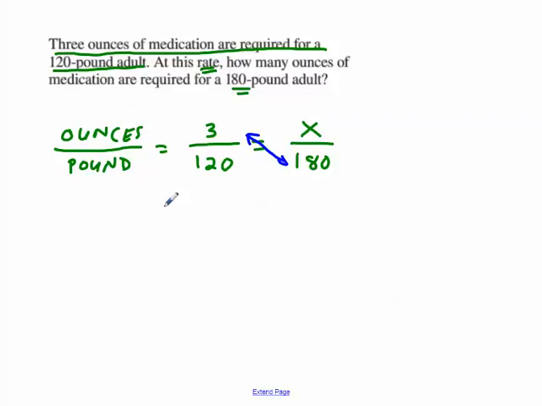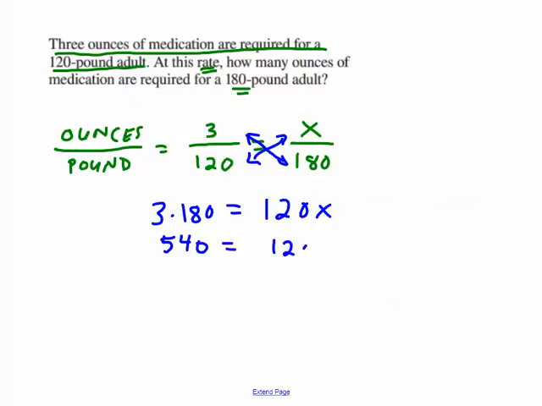My left side would be 3 times 180. My right side is x times 120, or 120x. Now 3 times 180 is 540, equals 120x. Divide by 120. Divide by 120. On the right side, I've got x equal to 540 divided by 120, which is 4.5.